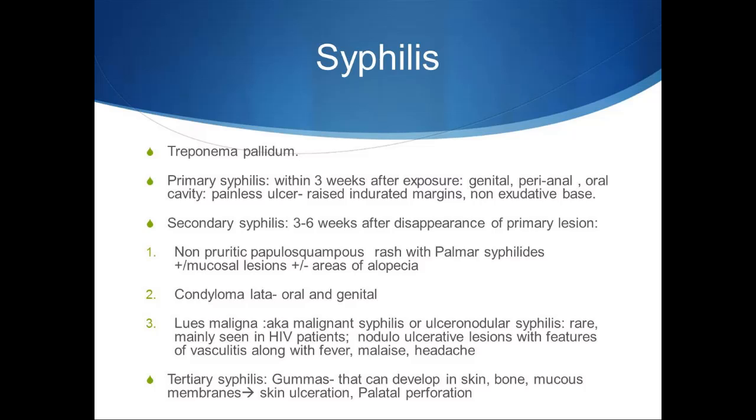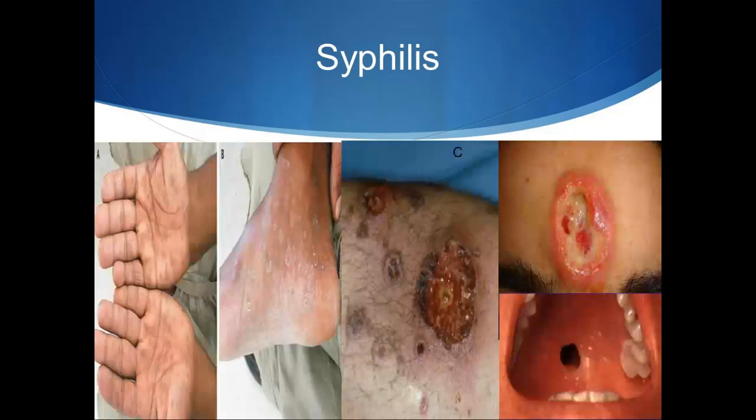And last but not least is tertiary syphilis. Also there you can see some cutaneous manifestations related to these non-specific granulomatous lesions, the gummas, that can develop in the skin, bone, and mucous membranes, leading to skin ulcerations and palatal perforations. Here are some pictures. In pictures A and B, you have the palmar syphilitic psoriasiform rash. In C, you have lues maligna. And in the last picture, you have the palatal perforation and the skin erosion secondary to these gummas. So it's very important to look inside the mouth.